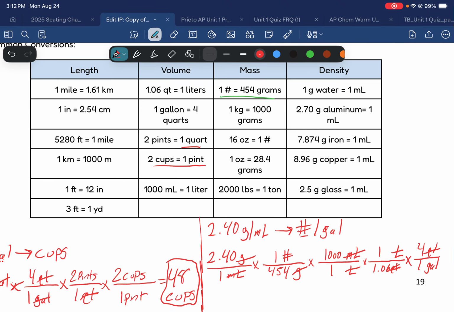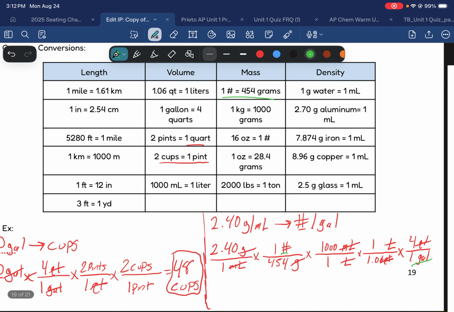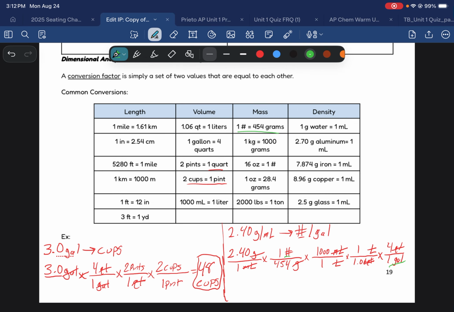Quarts canceled out. My units that I'm left with is pounds per gallon, which is what I want. So how you would do this, ooh, I don't have room for that example. That's okay. We'll do it somewhere else.